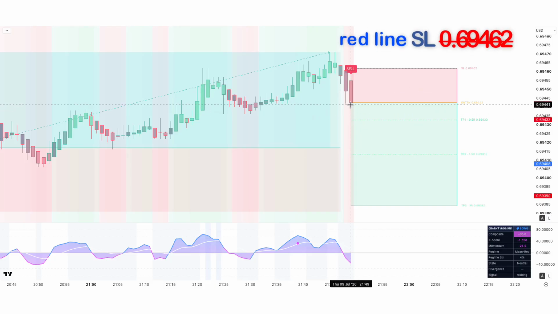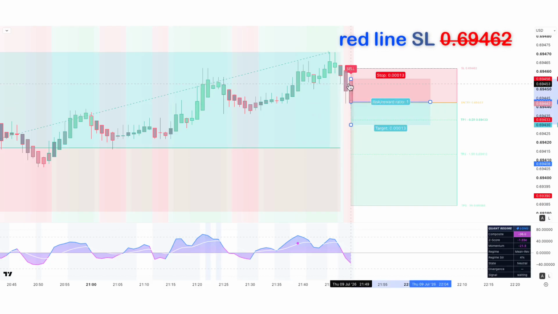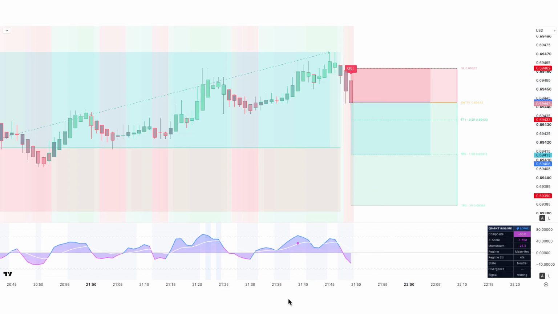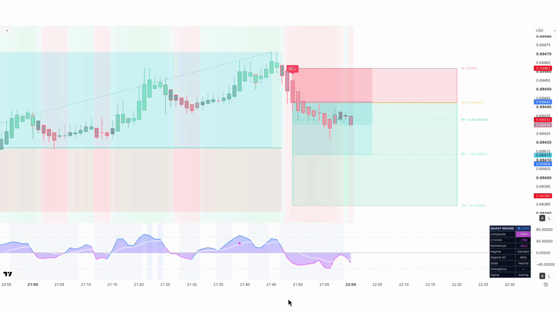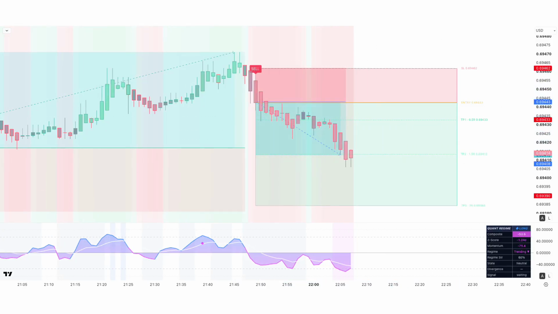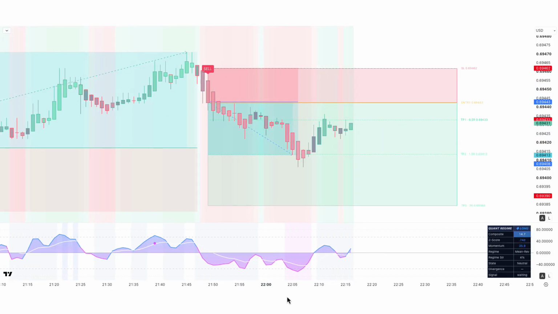0.69443. Our stop loss is to be placed at the red line SL 0.69462. And the risk to reward ratio will be TP2 1.5R 0.69413. Let's see what happens to our trade. Our trade is running in profit. We have won the trade. Let's find the next trade.